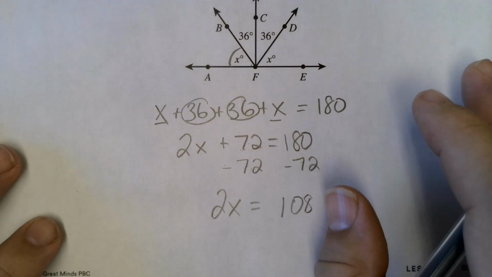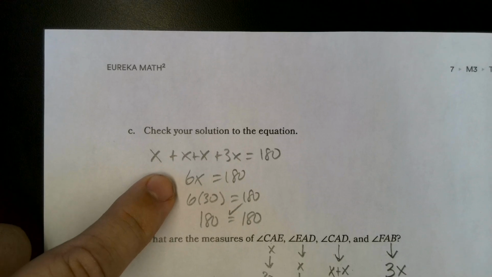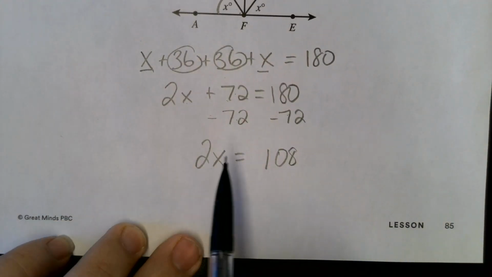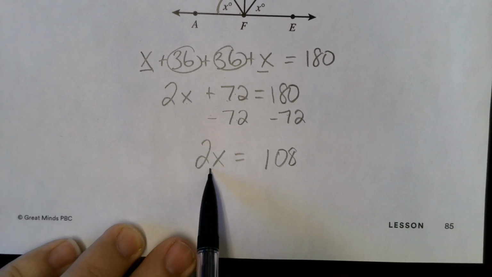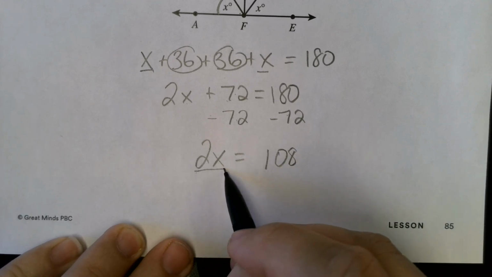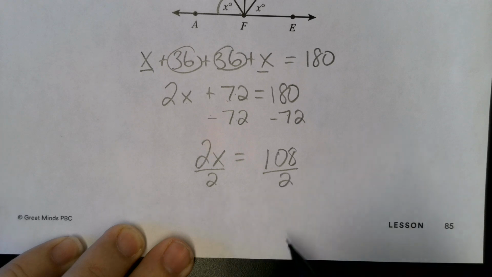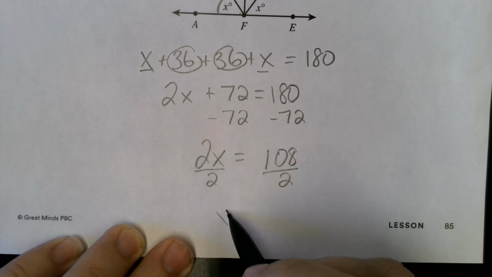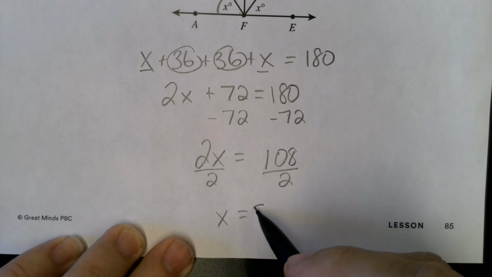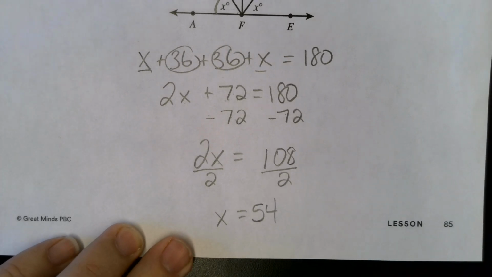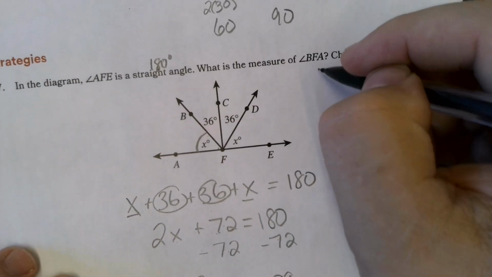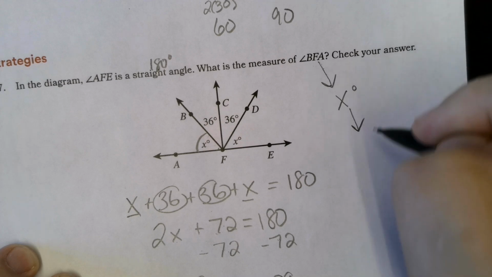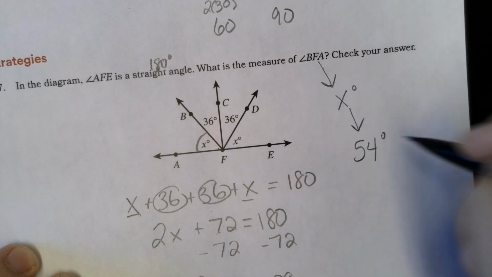Now it kind of looks like when we had the 6x. Okay, I have 2x equals 108. I've got to get rid of the times 2. What's the opposite of times 2? Divided by 2. That's your inverse. 2x divided by 2 is 1, or 1x. x equals, in this case, 54. Now, I also need to know that BFA is x degrees, which means the answer is 54 degrees.